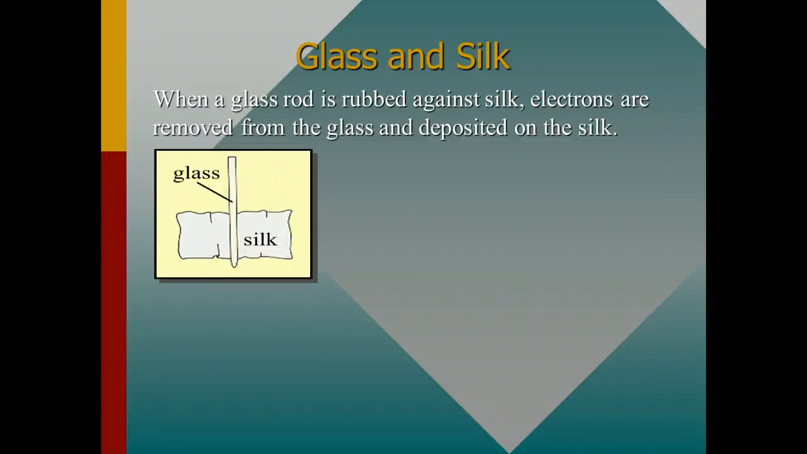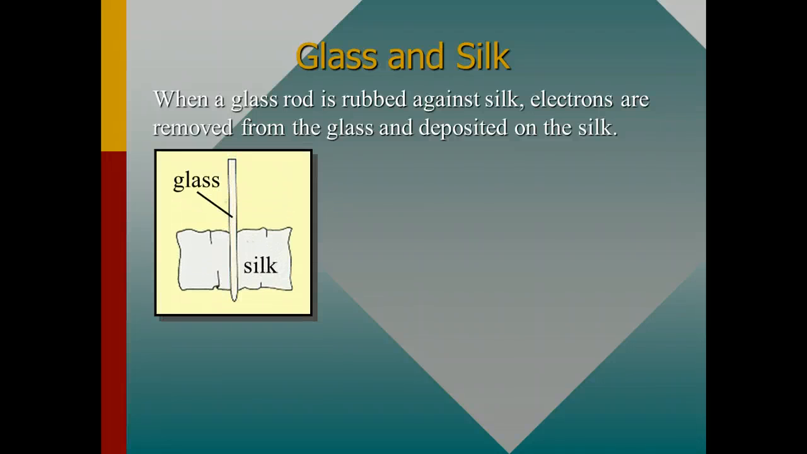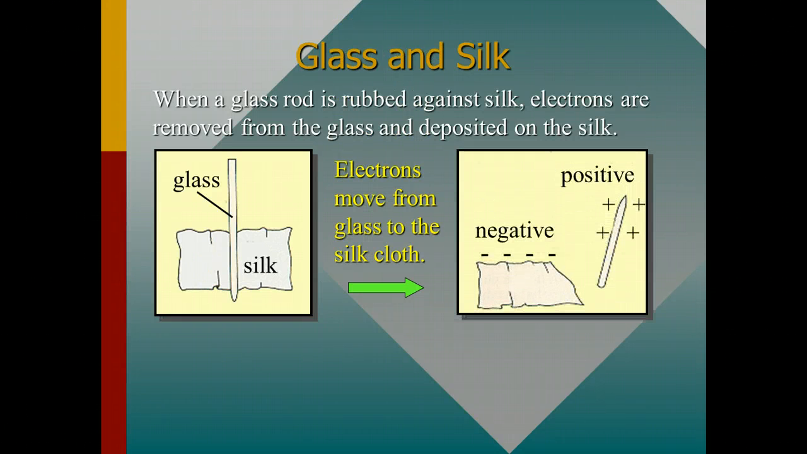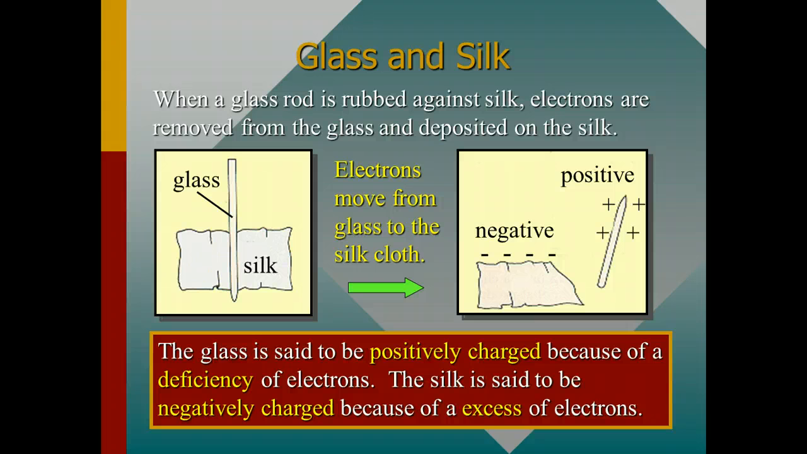In a similar setup, if we take a glass rod and we rub it against silk, we have electrons being removed from the glass and deposited on the silk, because silk, it turns out, is a better insulator than glass is. So the electrons are moving from the glass to the silk. Our silk ends up negative, and our glass rod here ends up positive. Again, we say that the glass is positively charged because it has a deficiency of electrons, and the silk is negatively charged because it has an excess of electrons.